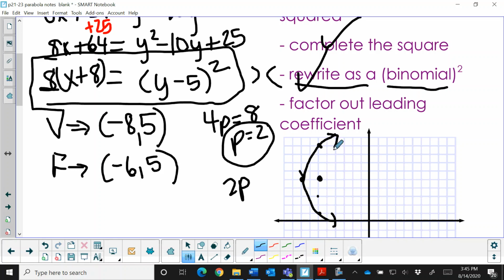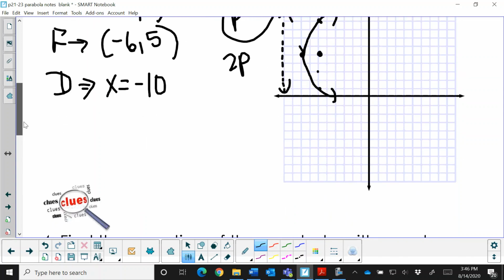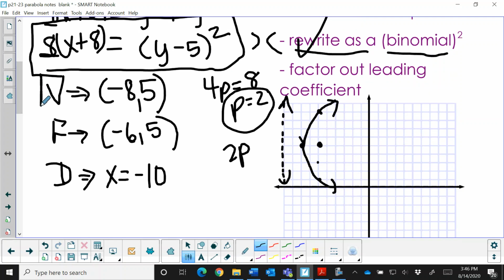Now I haven't finished because I still need to draw my directrix. If this focus is 2 to the right, that means my directrix is 2 to the left. So it's over here. And again, draw it as a dashed line. It's a line of reference. It's not part of the graph. It's a vertical line, so it's x equals negative 10. Okay, and that's how you find those characteristics to graph your parabola and find your clues. I hope this was helpful on figuring that out.